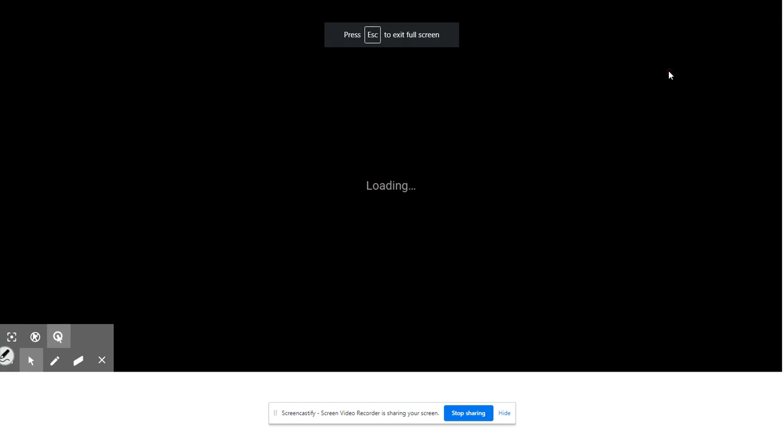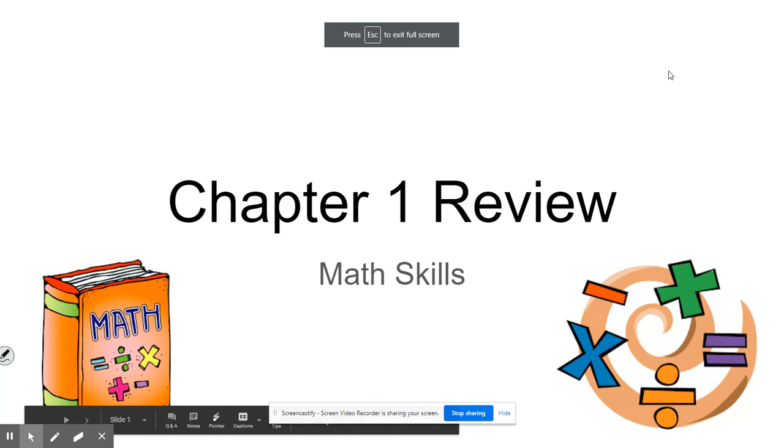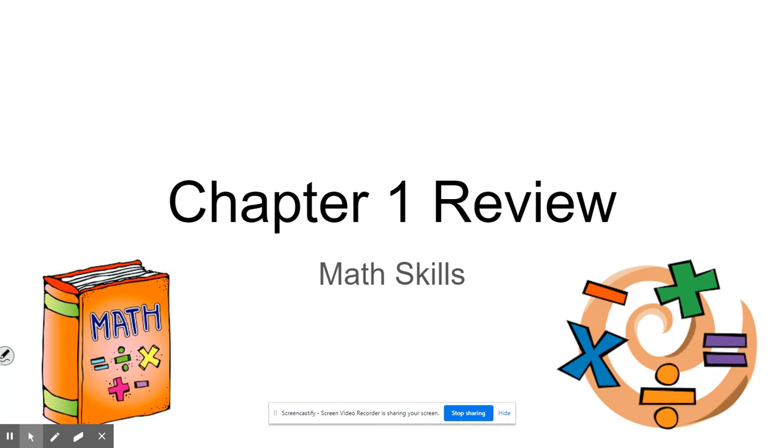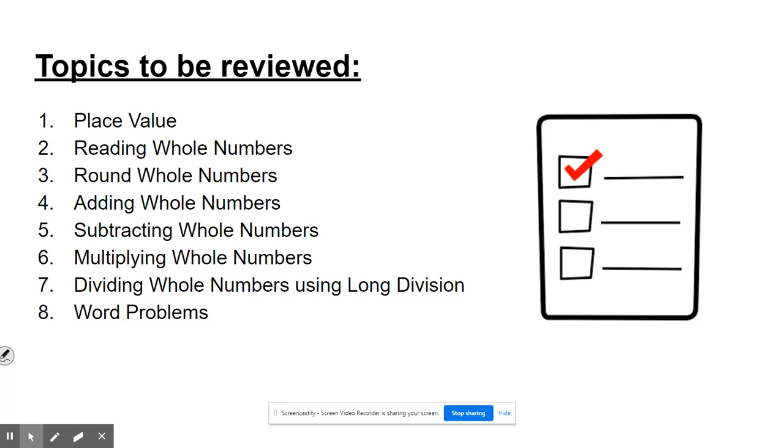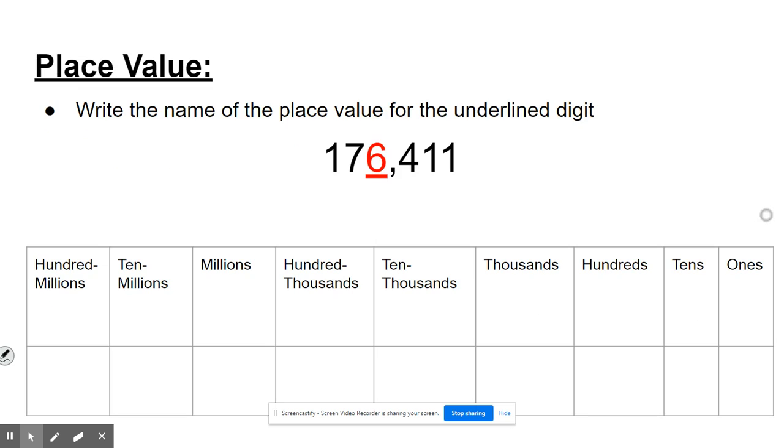Okay, so what we are going to be doing today is just reviewing a little bit more of what's going to be on our math exam for this week. So I believe this is what we are all going to be reviewing. I will be reviewing place value, adding whole numbers, subtracting whole numbers, and then some word problems too.